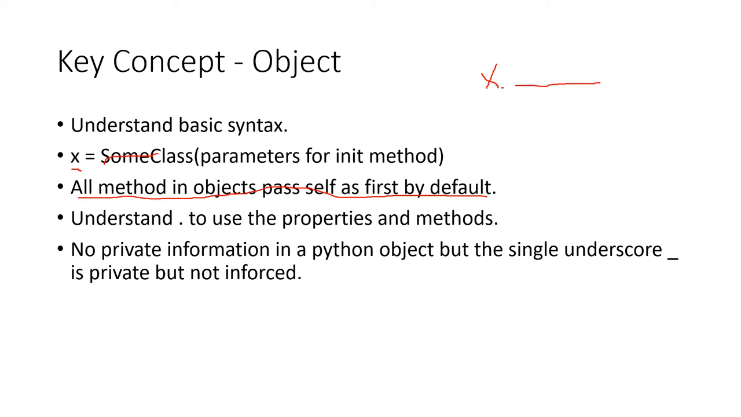This is an example of trivia, but it's kind of important. There is no private information in a Python object. But the single underscore says it is private, but not enforced. So if you see the single underscore, it means that this is a private method or property of the object, but Python doesn't enforce it, so you can change it.